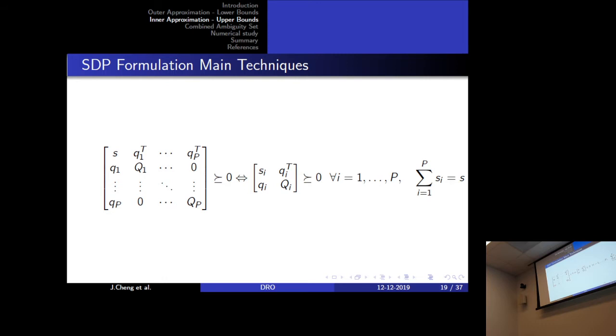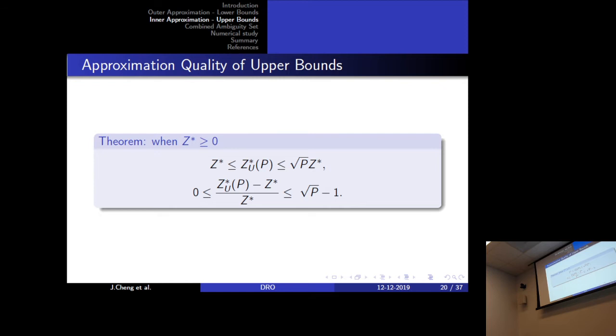Now we answer the question, how about the bound? We denote the optimal value of the inner approximation as G_U star, and of course, P star is the optimal value of the original problem. It is bounded below by P star, and also bounded above by square root of P times P star. That means the relative gap is greater than or equal to 0 and bounded by square root of P minus 1. I want to emphasize P is the number of partitions. If you consider one partition, that means you don't partition, you consider the original problem. Then square root of 1 minus 1 is 0, which means you get an exact form.